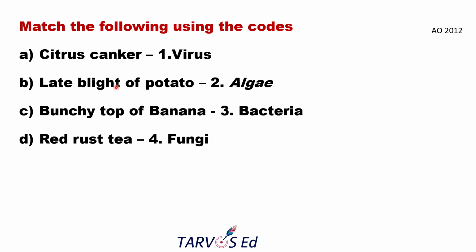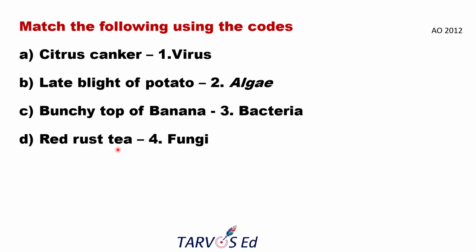Late blight of potato is due to a fungus, or oomycete we can also say, Phytophthora infestans. Banana bunchy top is nothing but a virus, banana bunchy top virus. Red rust of tea is an algal disease, Cephaleuros. Not only in tea, in guava and some other fruit crops also it will infect, a red rust, which is an algal disease.